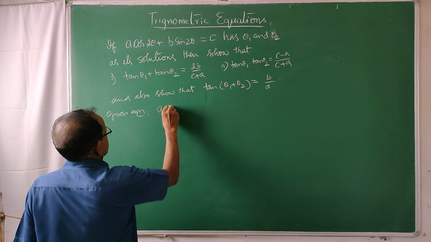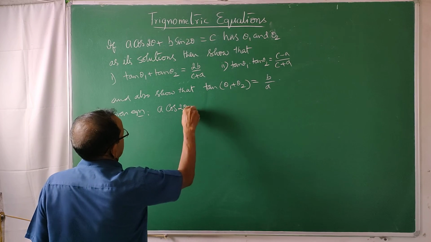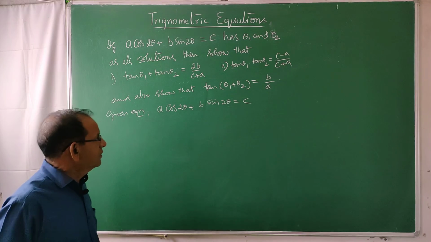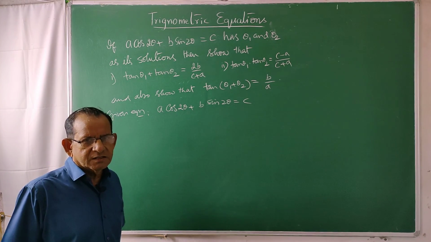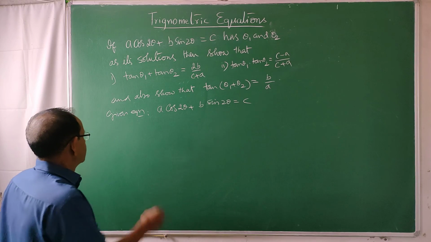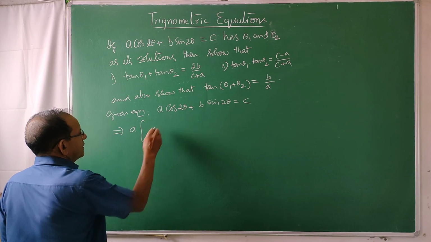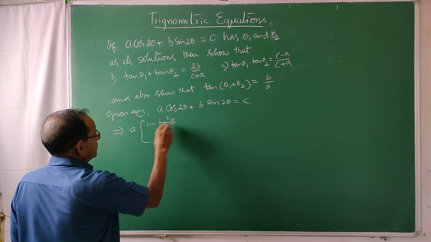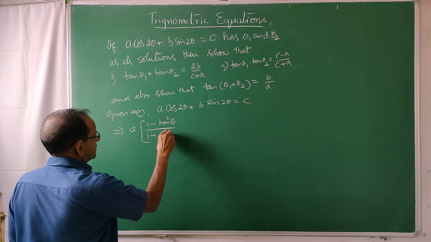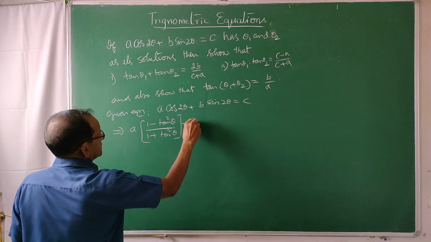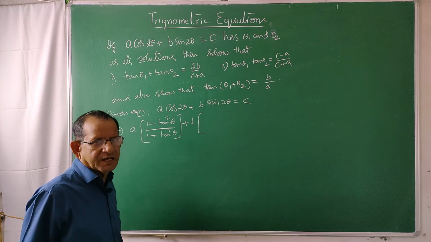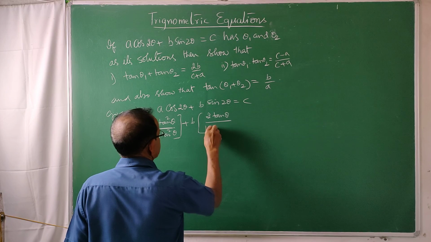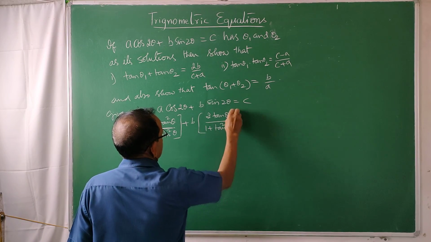a cos 2 theta plus b sin 2 theta is equal to c. Now we know how to convert cos 2 theta and sin 2 theta into terms of tan theta. That implies a into cos 2 theta in terms of tan theta, which is 1 minus tan square theta by 1 plus tan square theta, and b into sin 2 theta in terms of tan theta, which is 2 tan theta by 1 plus tan square theta, is equal to c.